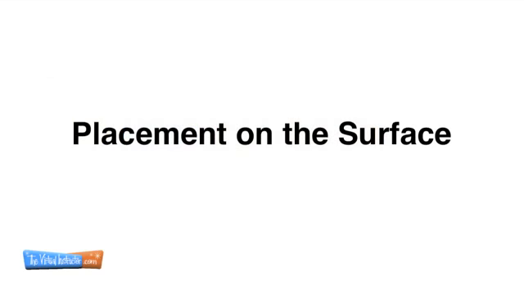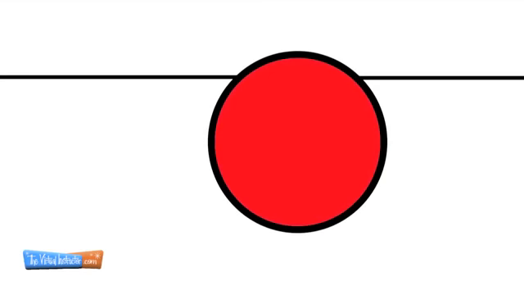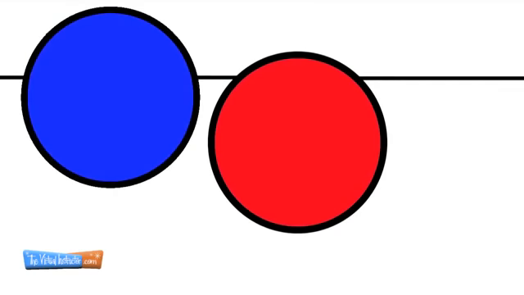The next way to create the illusion of space is through placement on the surface. Objects placed higher on the picture plane will appear further away on the two-dimensional surface. Since the blue ball is placed higher on the picture plane, it appears further away than the red ball.